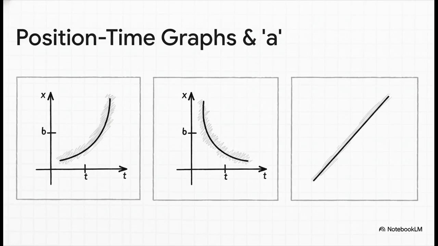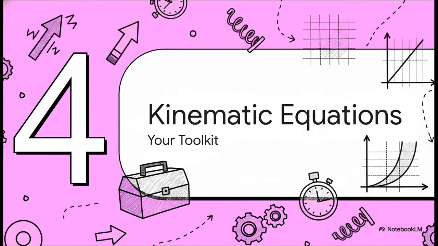And what if it's just a perfectly straight, sloped line? That means zero acceleration. The velocity isn't changing at all. It's constant. All right, we've covered the basics. We've laid all the groundwork. Now it's time for the main event.